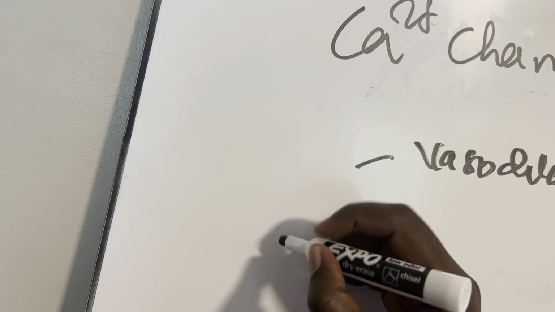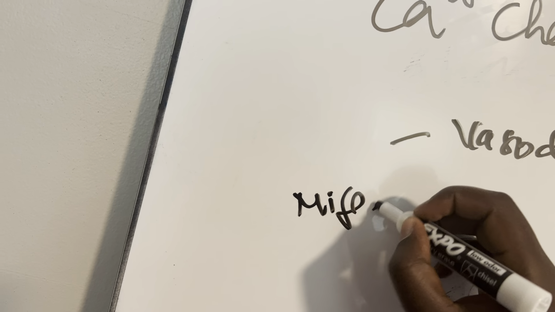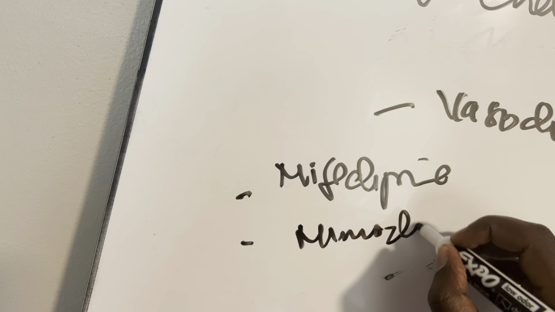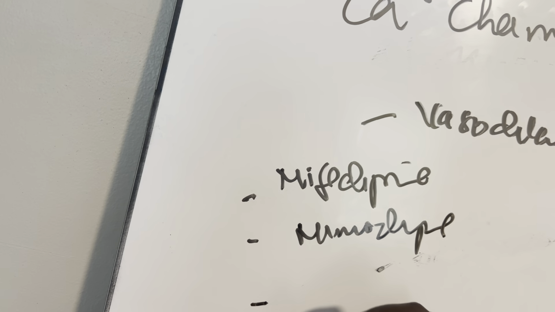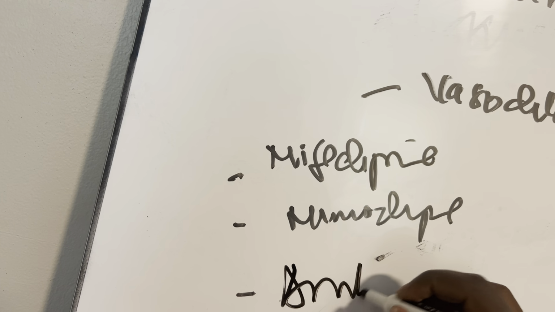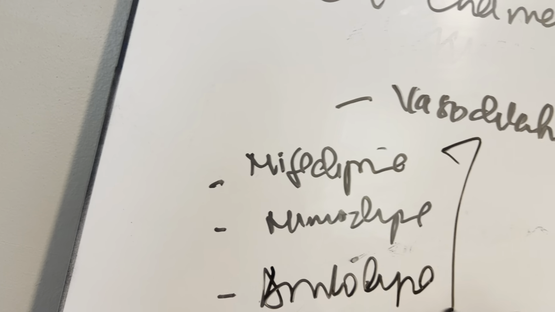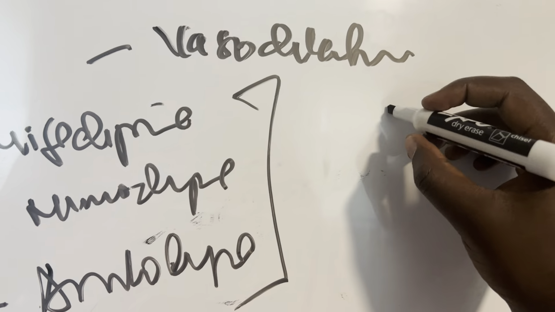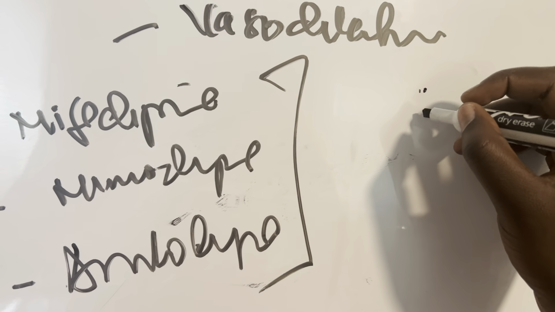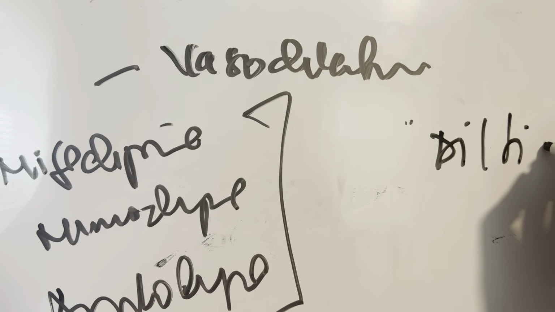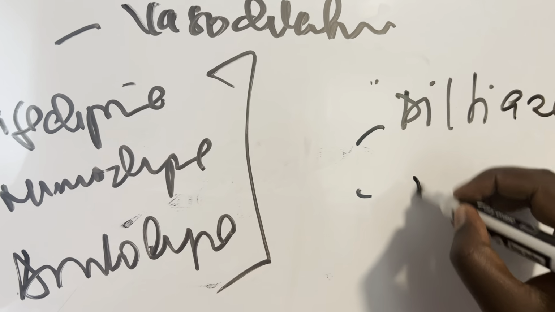Examples we have are nifedipine, nimodipine, and amlodipine. I've forgotten the name of this group. And then we also have another group under calcium channel blockers consisting of diltiazem and verapamil.